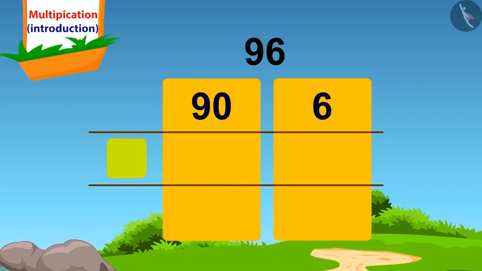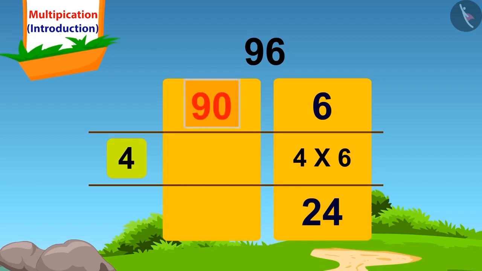What shall we do now? We will first multiply 6 of 96 by 4. 4 times 6 is 24. We will write this answer here. Now we will multiply 90 by 4. 4 times 90. How do we find it?